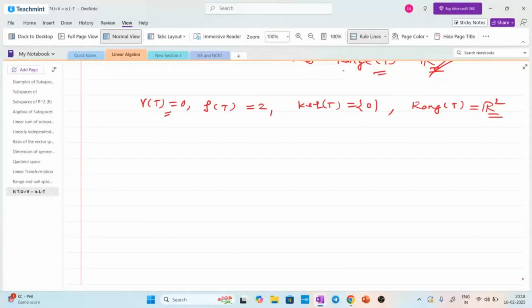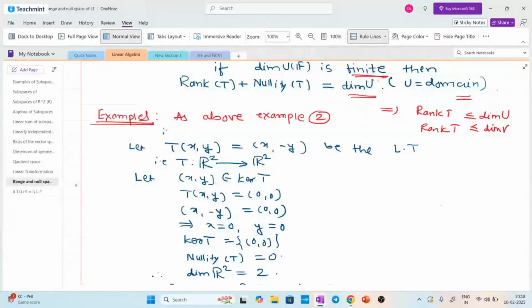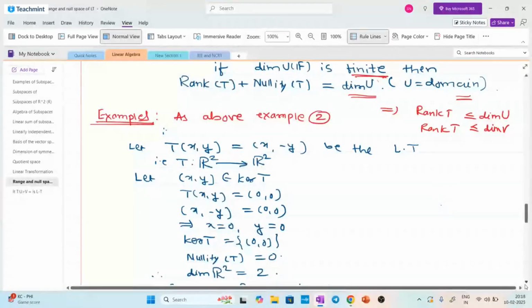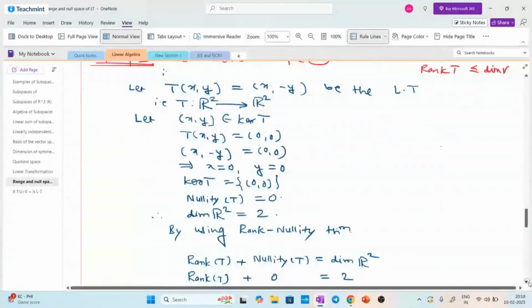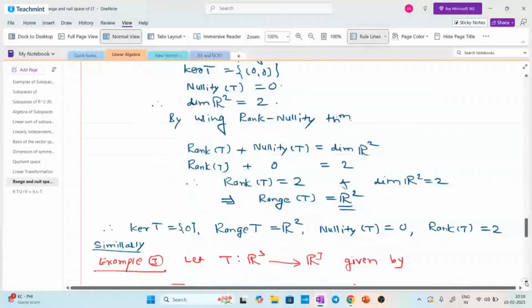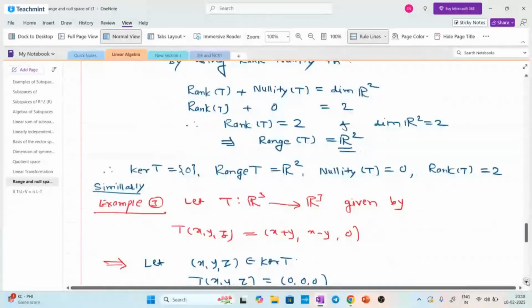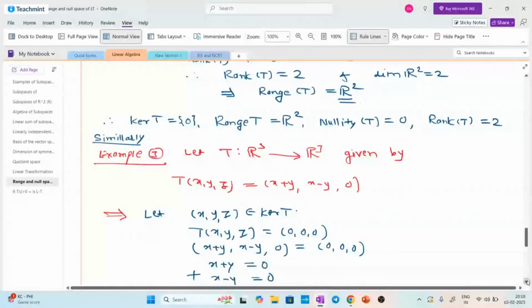Okay, I hope all of you understand this concept. Then I'll do example number 2 by using the rank-nullity theorem in the same way. Okay, same as it is. Next, similarly we can solve example number 3.